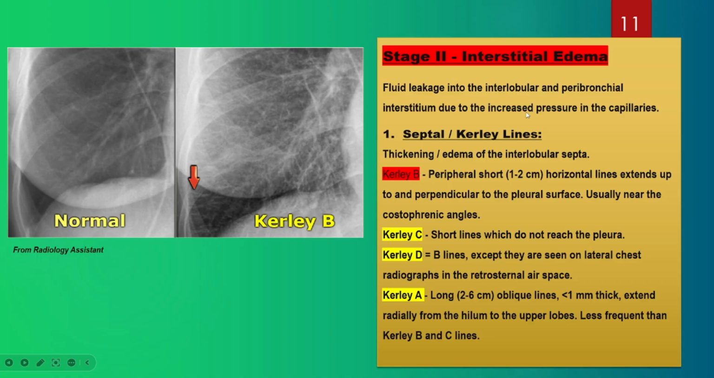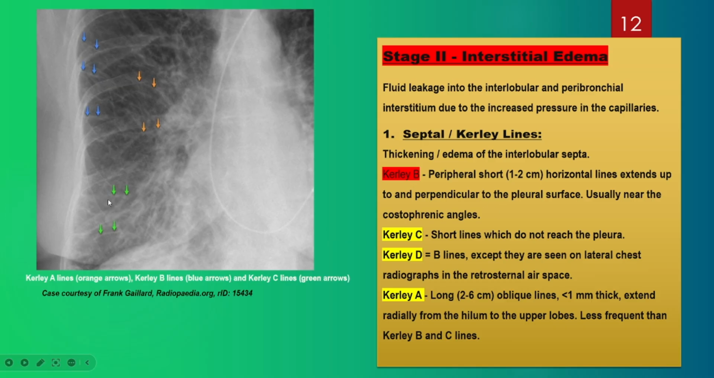With further increase in pressure within the capillaries, the fluid leaks into the interlobular and peribronchial interstitium. When the fluid enters the interlobular interstitium, there will be thickening of the interlobular septa called septal or Kerley lines. Most important are the Kerley B lines. They are peripheral horizontal short 1 to 2 centimeter lines extending up to the pleural surface and perpendicular to the pleural surface, and more frequent near the costophrenic angles.